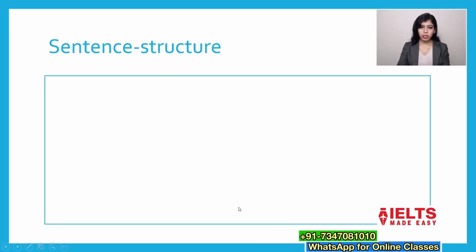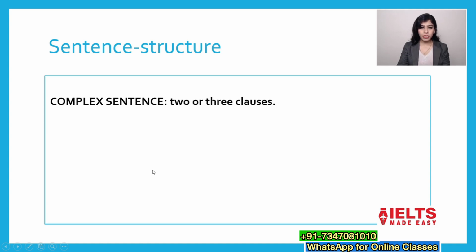Before proceeding further, we should know what exactly is there in a particular complex sentence. So a complex sentence is basically a combination of 2 or 3 clauses. So basically what is a clause? A clause is a minimum meaningful combination of words. That is a clause. Now we have to use 2 clauses in a complex sentence.